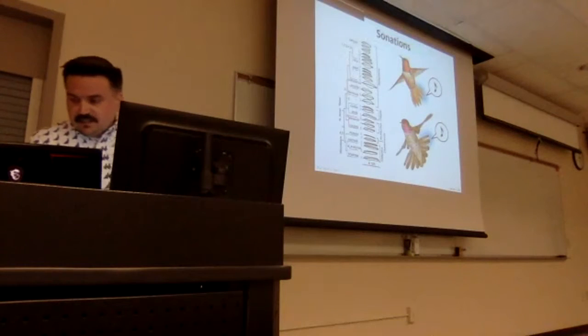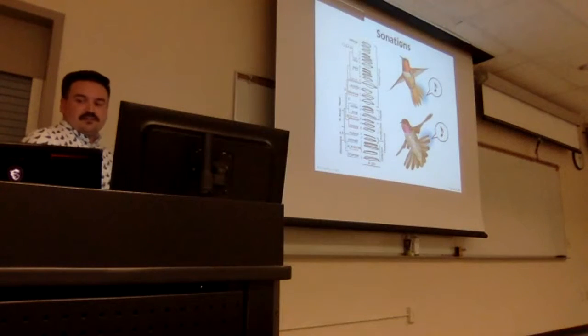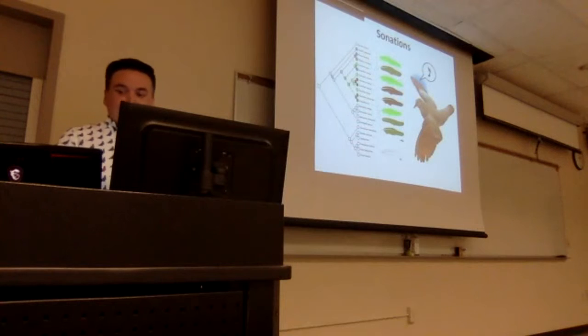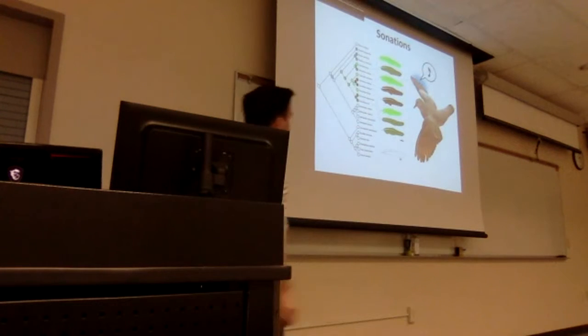So together, this is a good example of how feathers in the wing can be modified to produce sonations in the Columbina ground doves.